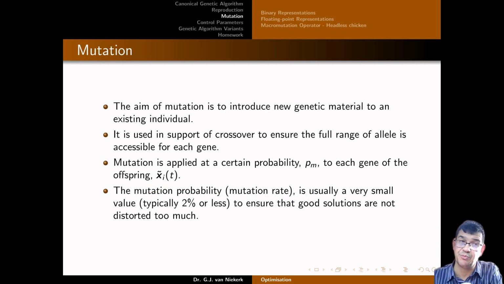And that's crossover, which brings us to mutation. Now the aim of mutation is to introduce new genetic material to an existing individual. It's used in support of crossover to ensure that the full range of alleles is accessible, because it might happen that during the initialization phase a specific gene does not have a specific value. So you can do crossover as much as you like, you will never be able to evolve that correct value for that gene. So mutation is also applied at a very low probability, typically something like 2% or less, so that you don't distort your individuals too much.